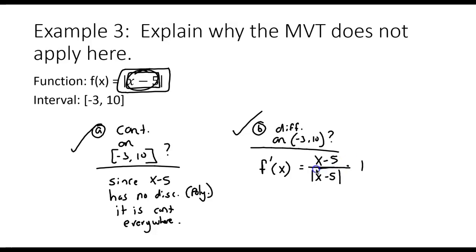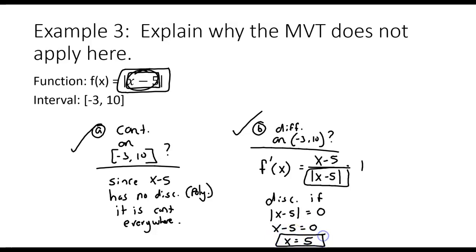Now when I look at this, does this have any discontinuities? Well, now that it has a denominator, the answer is yes, it does have a discontinuity. It has a discontinuity if the absolute value of x minus 5 equals 0. Now that's only going to happen if x minus 5 equals 0, which would happen if x equals 5. So at x equals 5, we have a discontinuity.